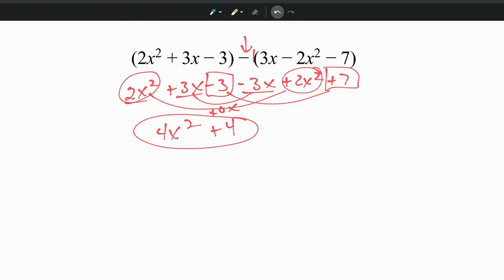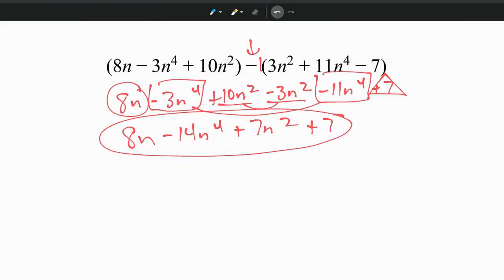For this next one, 4x squared plus 4, there's not really anything to do. 4x squared is still going to be just 4x squared plus 4 because we have an x squared and we have something to the 0.